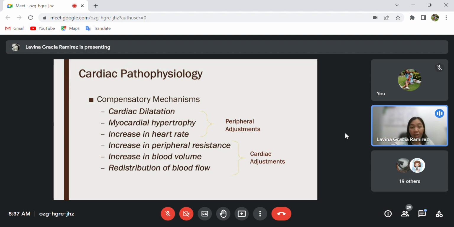Okay, so there are 6, no? For the peripheral adjustment, we have the cardiac dilatation, hypertrophy, and increase in the heart rate. Actually, the increase in the heart rate will be one of the reflections of the cardiac dilatation and hypertrophy. And for the cardiac adjustment naman, increase in peripheral resistance, volume, and of course, there will be redistribution of blood flow within the system.